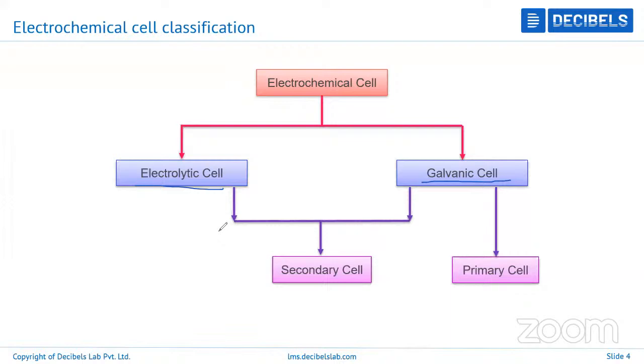In the previous slide, we saw the definition of an electrochemical cell. Basically, it is a device that can convert chemical energy to electrical energy, which is exactly what a galvanic cell is. A galvanic cell converts stored chemical energy to electrical energy.